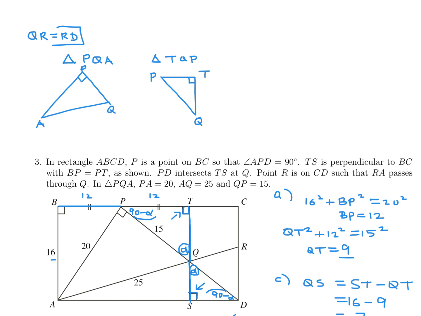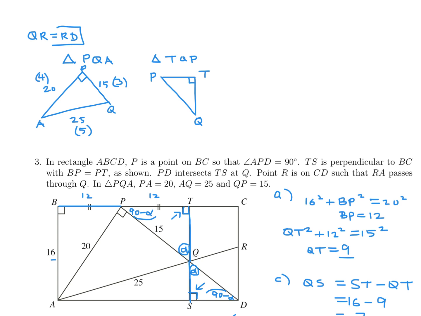All right, so I think these two triangles are similar because of the sides, right? Let's label the sides. We have 20, 15, and 25. So this is basically a 3, 4, 5 triangle in terms of the ratio of the sides, right? And then PTQ is very similar, right?